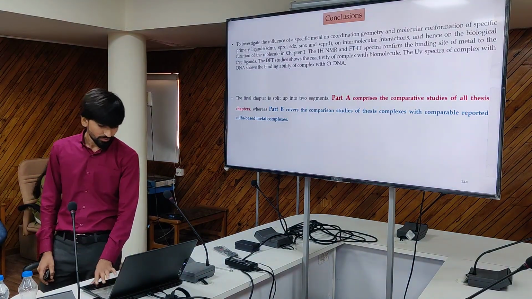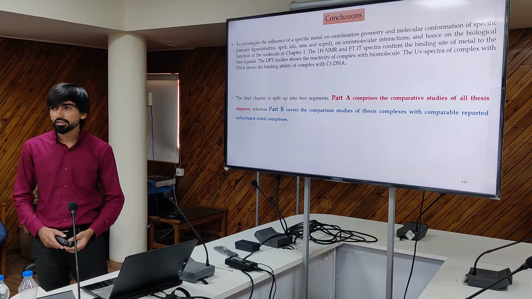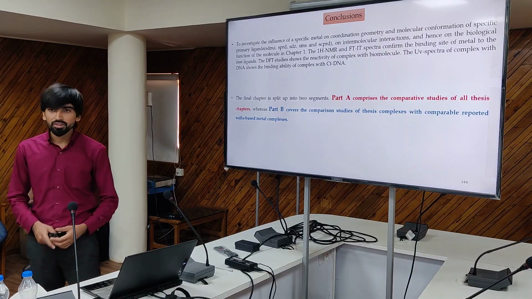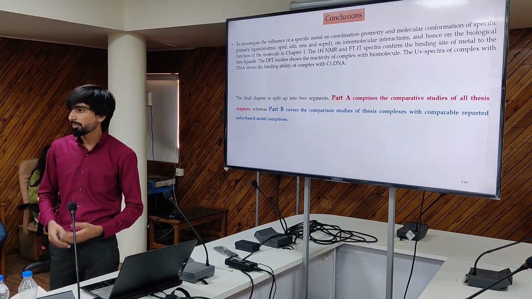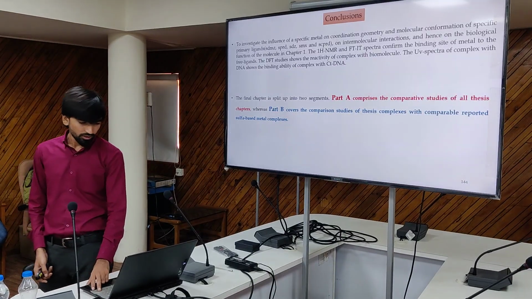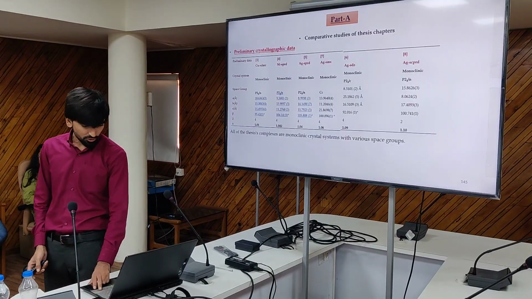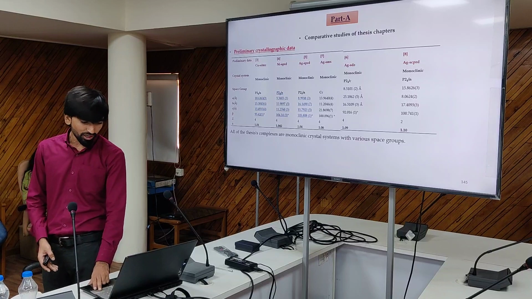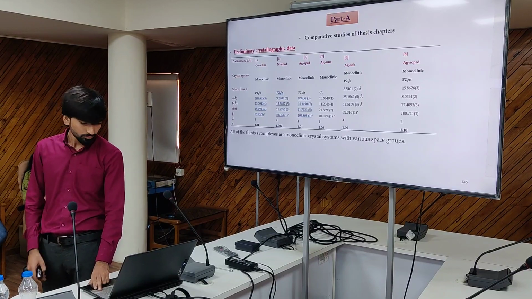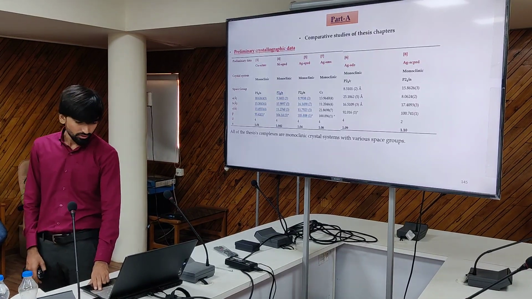So now the conclusion. So our conclusion is divided in two parts. One conclusion part A is comparison between our synthesized molecules, and part B is comparison with the recorded data. So preliminary crystallographic data, almost all the molecules are crystalline in the monoclinic system. Sorry, monoclinic is a system.